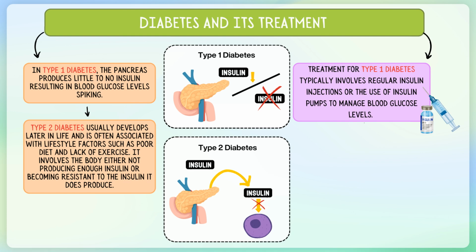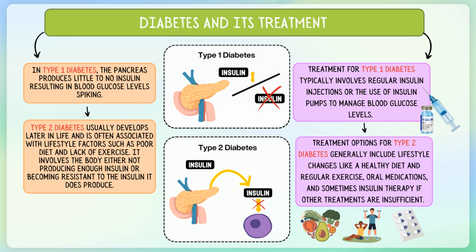In this type, the body either doesn't produce enough insulin or becomes resistant to the insulin it does produce. Treatment options for type 2 diabetes generally include lifestyle changes like a healthy diet and regular exercise, oral medications, and sometimes insulin therapy if other treatments are insufficient. By understanding the differences between type 1 and type 2 diabetes and their respective treatments, you are now better prepared to grasp the complexities of blood glucose regulation and its impact on overall health.